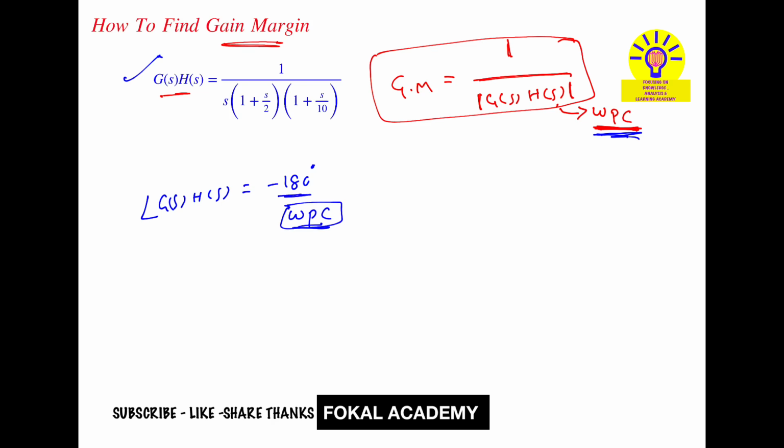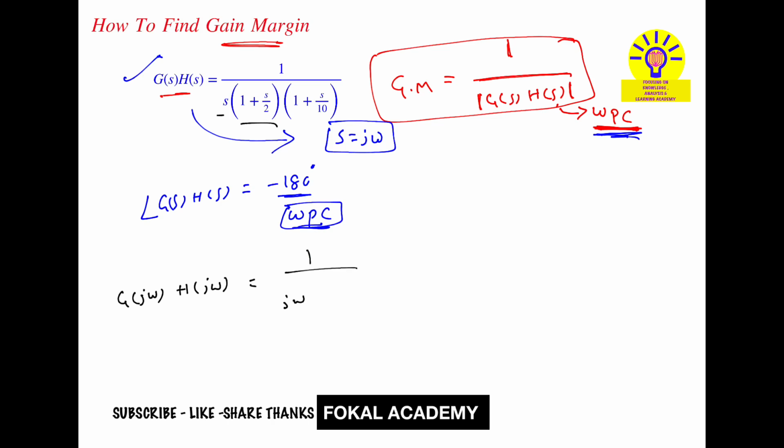So let's see. First of all, replace s with j omega. Then the equation becomes G(j omega)H(j omega) equal to 1 by j omega into (1 plus j omega by 2) into (1 plus j omega by 10). When you observe carefully, this is one complex number, this is another complex number, and this is another complex number. Here the real part is 0, that is 0 plus j omega.